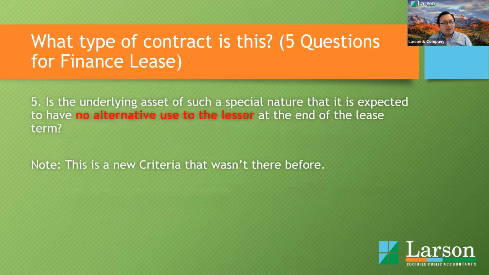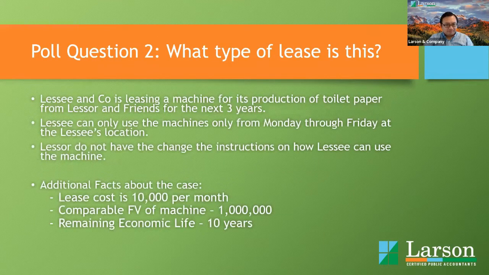Now, the fifth question that ASC 842 introduced is this: is the underlying asset of such a specialized nature that it is expected to have no alternative use to the lessor at the end of the lease term? Meaning that the lessor at the end of its life is probably going to scrap it anyway because they have no use for it. If it meets any of those 5 criteria, then it will automatically be considered a finance lease. And if it doesn't meet any of those 5, then it will be operating.